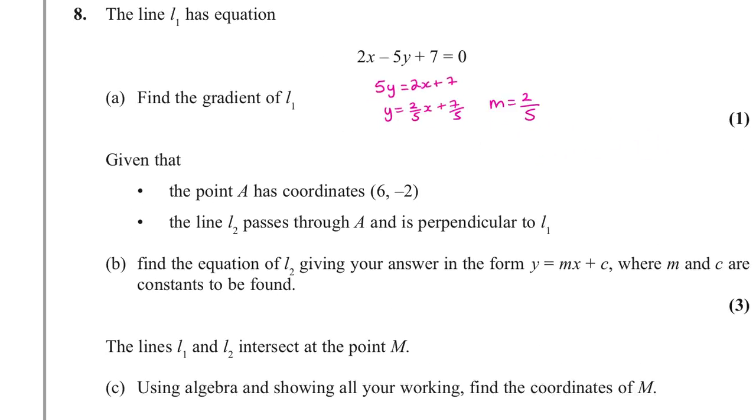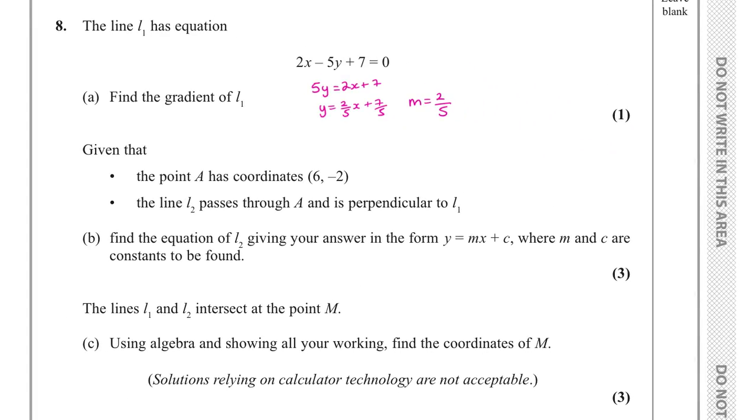2 over 5. Perfect. So it's given that point A has coordinates 6, minus 2. The line L2 passes through A and is perpendicular to L1. Find the equation of L2. Okay, if it's perpendicular, what do we know? Yeah, the gradient is the negative reciprocal. So the gradient of the perpendicular line is negative 5 over 2. We have a point, 6, minus 2. Are we now able to find the equation of a straight line?